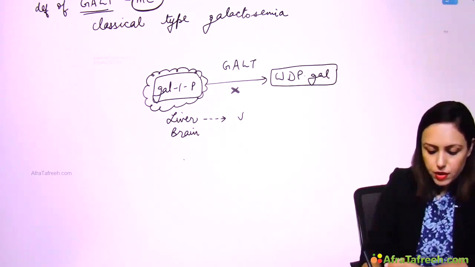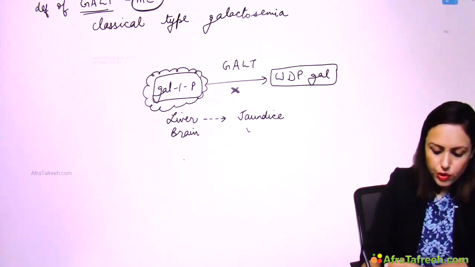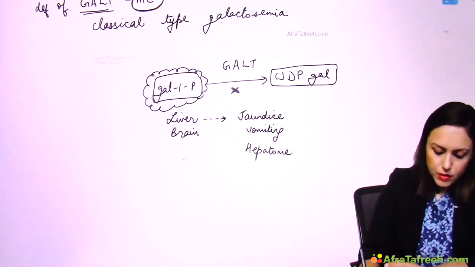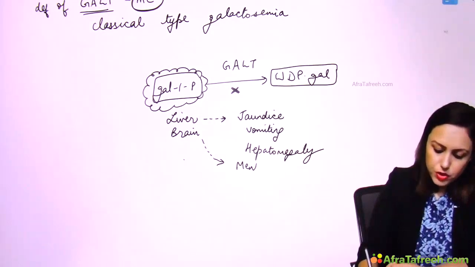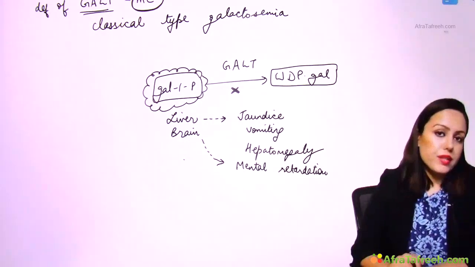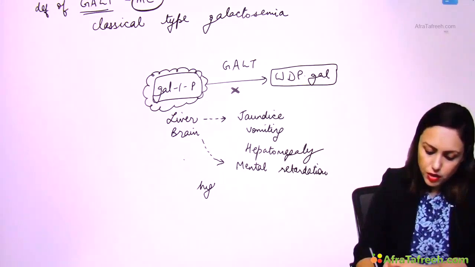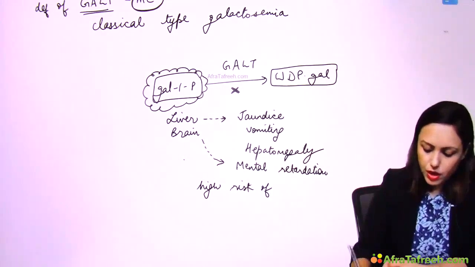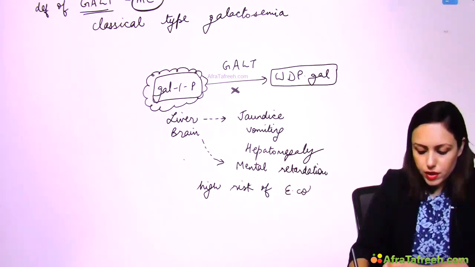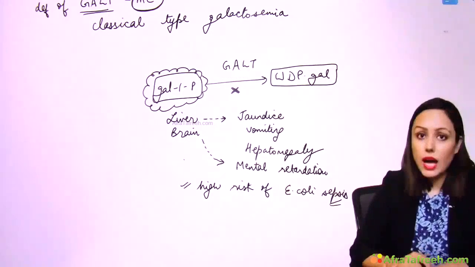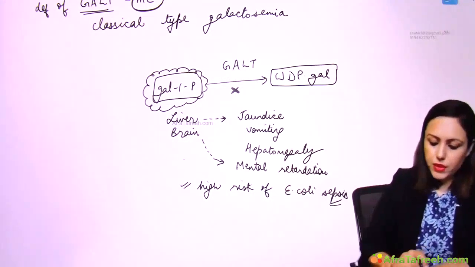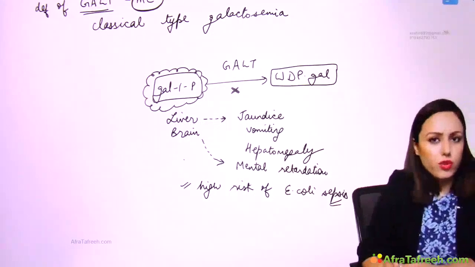As the liver is affected, the patient will have jaundice, vomiting, hepatomegaly. As the brain is affected, the patient will have mental retardation, and it is also seen that these patients have a high incidence of E. coli sepsis. The reason for this is not known, but usually these patients have a high risk of E. coli sepsis, right? Then in these patients, cataract will also occur.